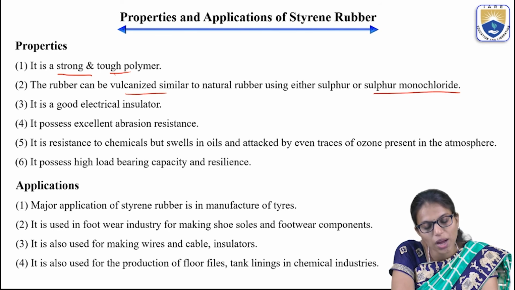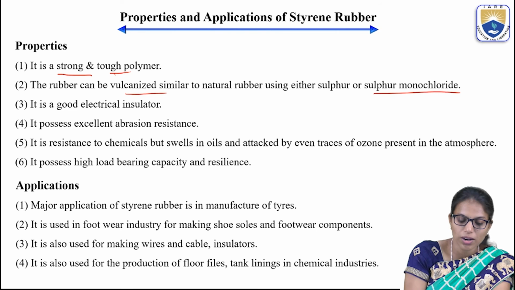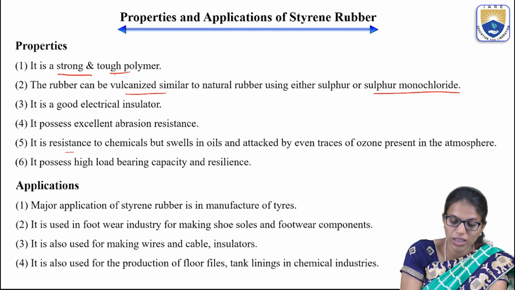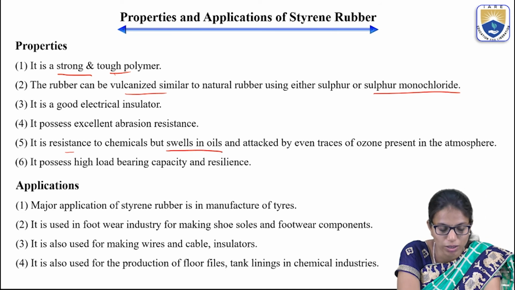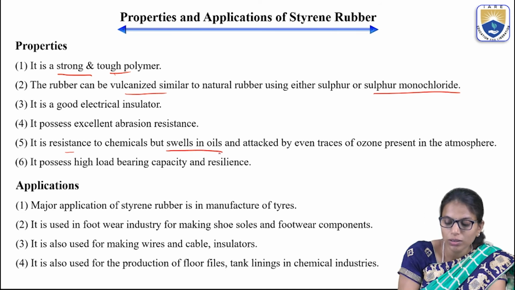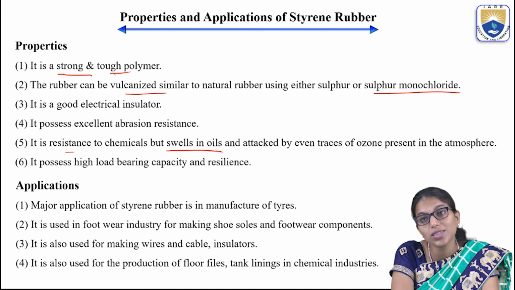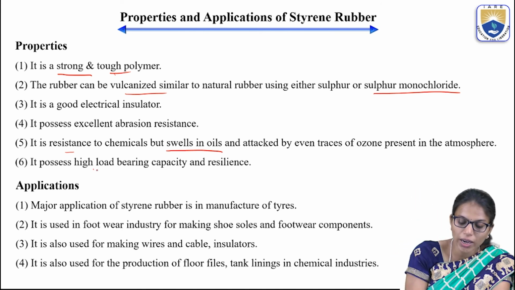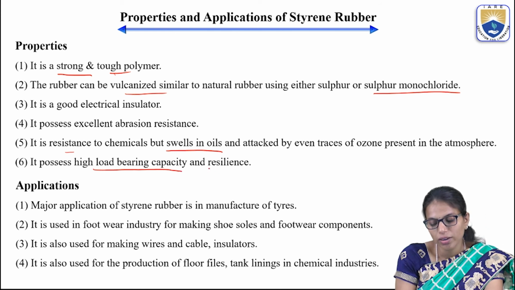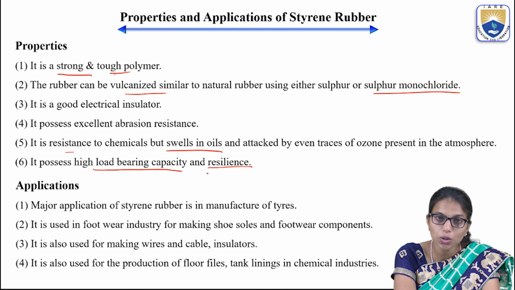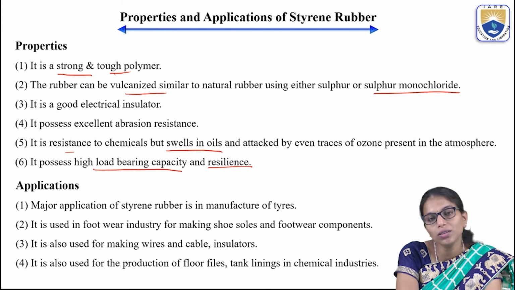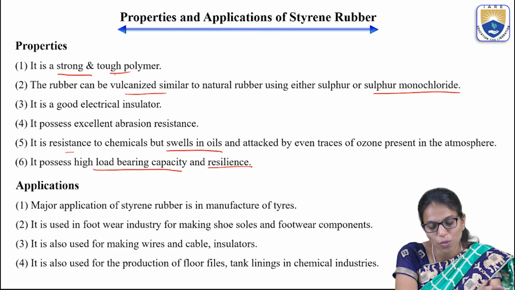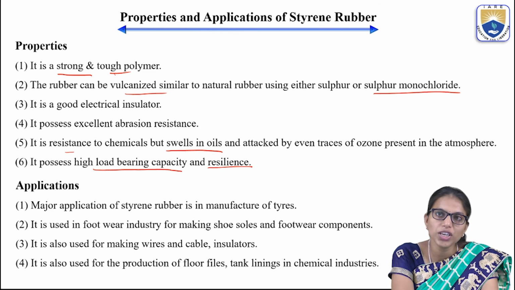It possesses excellent abrasion resistance. It is resistant to chemicals, but swells in oil. Here is some drawback also. It swells in oil and is attacked by even traces of ozone present in the atmosphere. It possesses a high load bearing capacity and resilience. So that's why we are making tires by using this type of rubber.